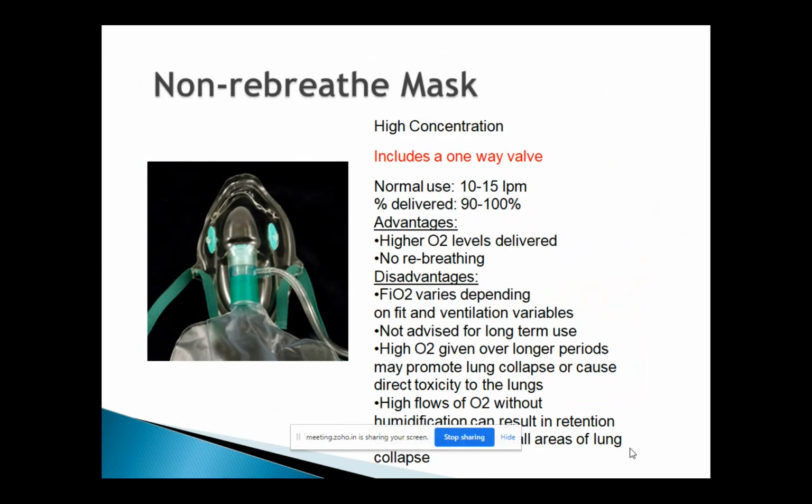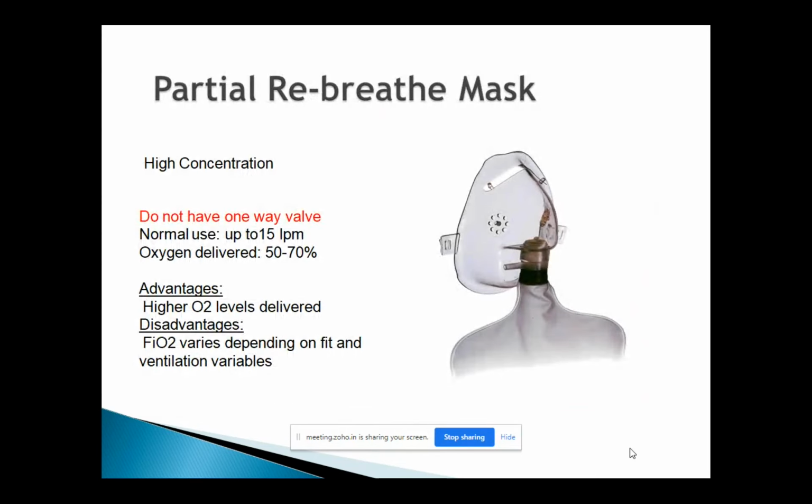So a very common mistake I've seen is patients put on a non-rebreathing mask, but the flow is set to 5 liters or 6 liters or 8 liters, which is not the correct practice. If you're going to use this mask, the minimum flow has to be from 10 liters to 15 liters. Either this device or the non-rebreathing mask, for both of them, the flow has to be 10 to 15 liters.